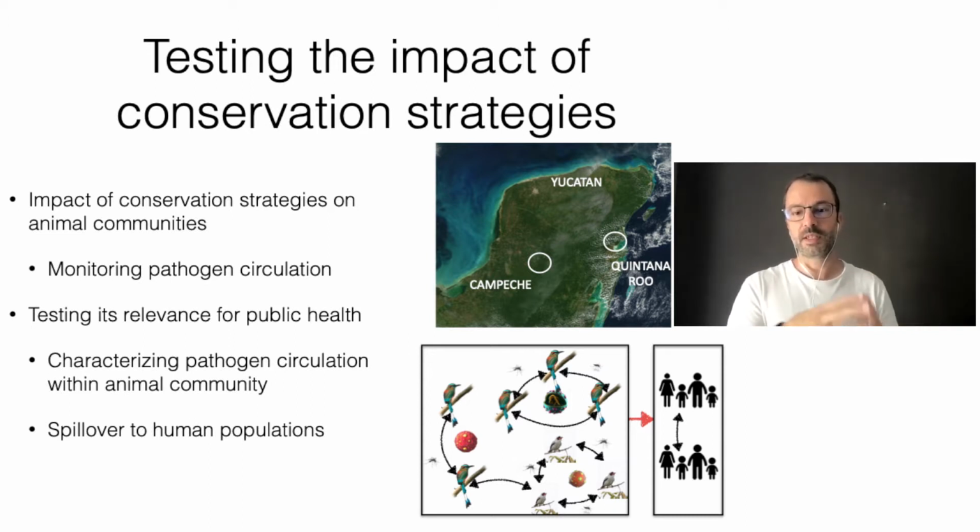So one project that is currently ongoing in the peninsula of Yucatan in Mexico is a very large project on the impact of conservation strategies on animal communities. We monitor the pathogen circulation in degraded forest, in conserved areas, in villages, and so on. We also try to look at the exposure of the human population to understand how these different conservation strategies are actually impacting the exposure of human populations.